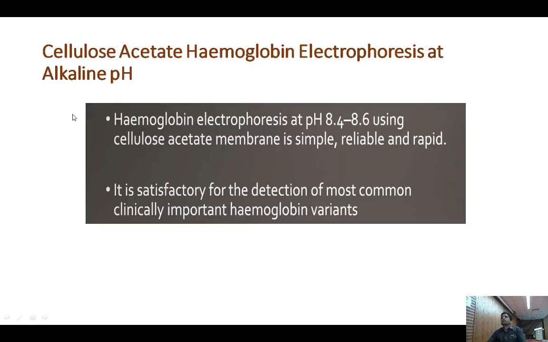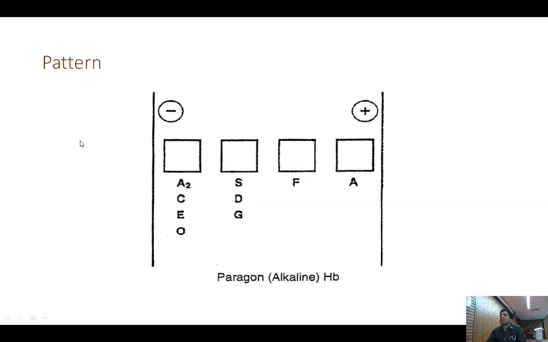Now for hemoglobin separation, generally cellulose acetate supporting media is used. For protein, agarose gel is used. For hemoglobin, cellulose acetate is used. Here also pH is around 8.4 to 8.6, and generally this technique can with satisfaction detect different types of hemoglobin variants. We saw the pattern mainly for protein electrophoresis.